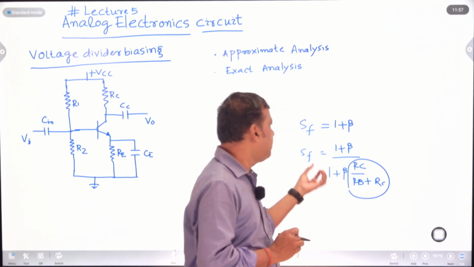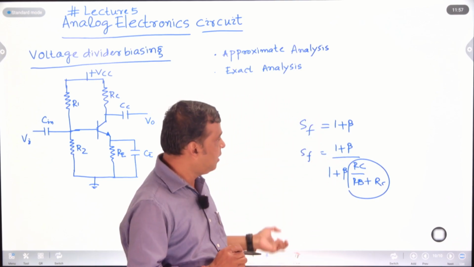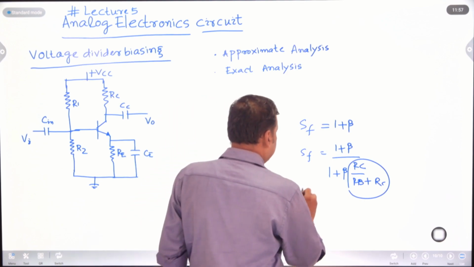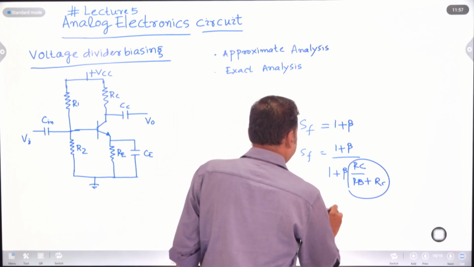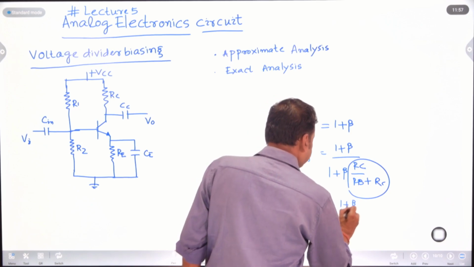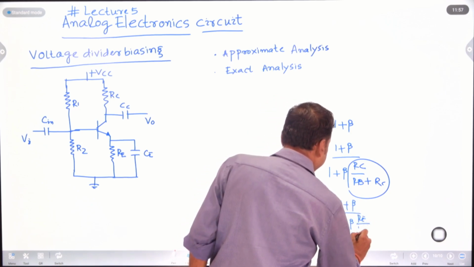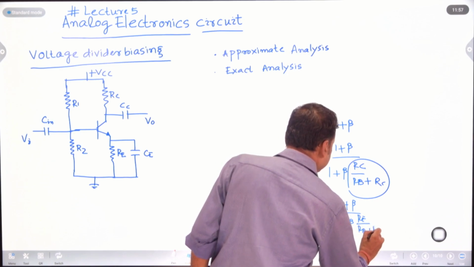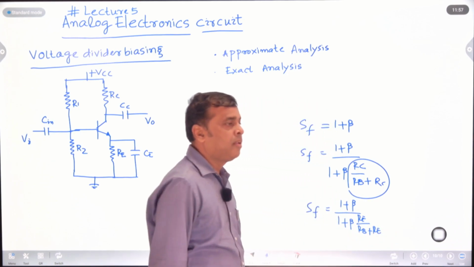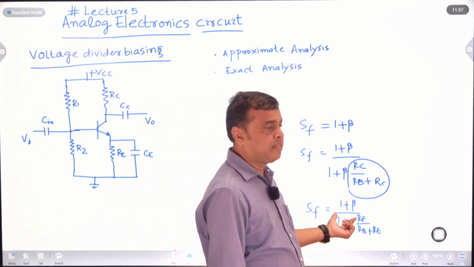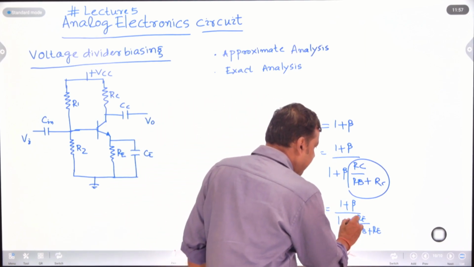It is somewhat better than your fixed biasing. Then another biasing I told you in a previous class, the stability factor SF for emitter bias, is equal to (1 plus beta) divided by (1 plus beta RE by RB plus RE). This is for your emitter biasing method. In case of emitter bias, the value of the stability factor is like this, RE by RB plus RE.